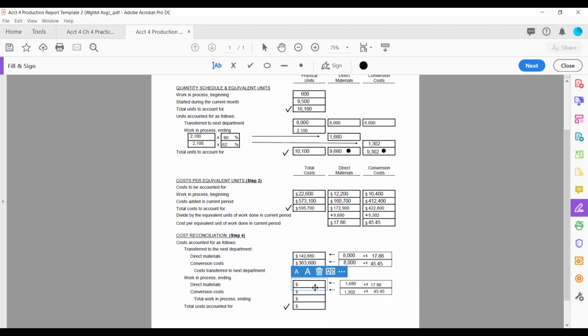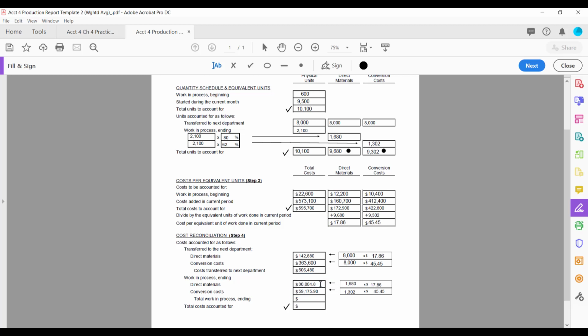So we want to know how much direct materials cost to assign to our ending inventory. Well, ending inventory had 1,680 equivalent units with respect to just direct materials. So if you take that 1,680, multiply by 17.86, you should get $30,004.80. And when you multiply the 1,302 equivalent units in ending inventory with respect to conversion costs by 45.45, you should get $59,175.90.